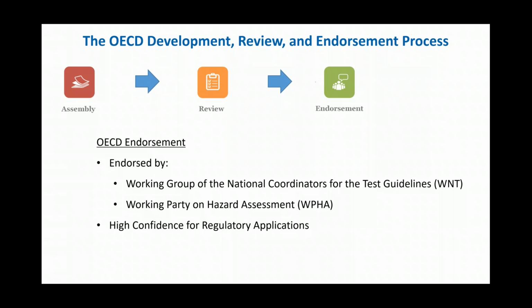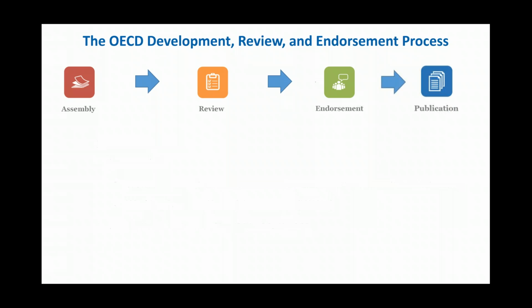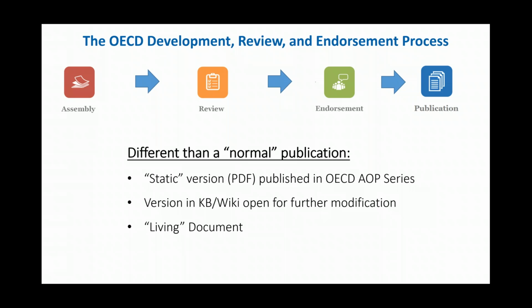And then after you get this stamp, the AOP is published. And again, we talked about how publication for AOPs is quite different than a standard publication. There is a static PDF version that gets published as part of the OECD AOP series, and you can download these PDFs and you can cite them and so on. But the version that exists on the wiki is a living document, and it's open for further modification. So not your standard publication. No, definitely different from the normal kind of publication. And I don't think that EMM would want to publish the static version of the AOP. I mean, these are absolutely massive documents.